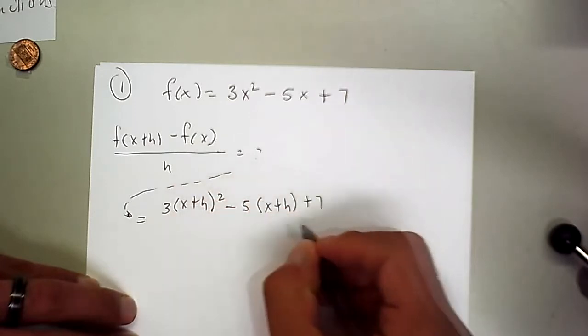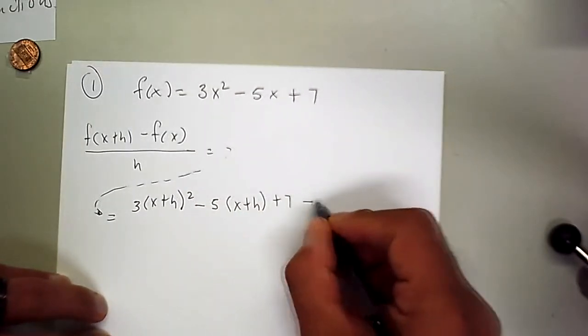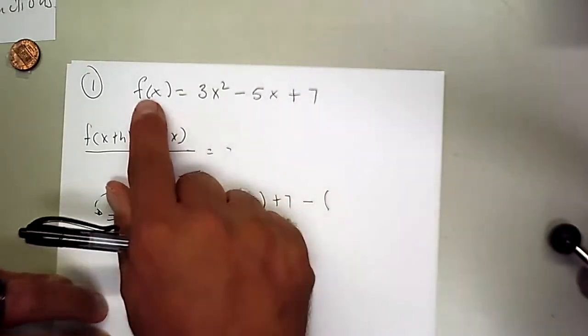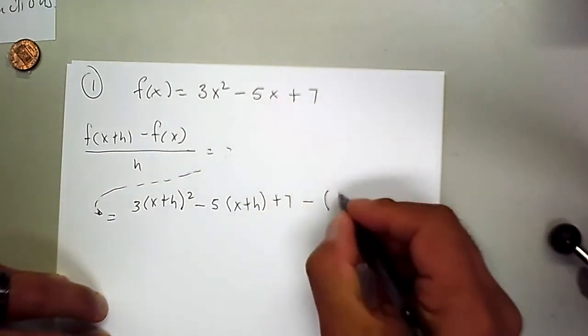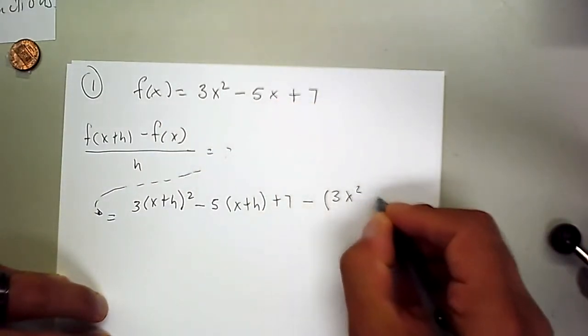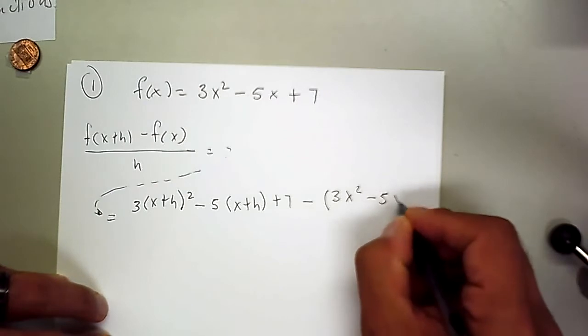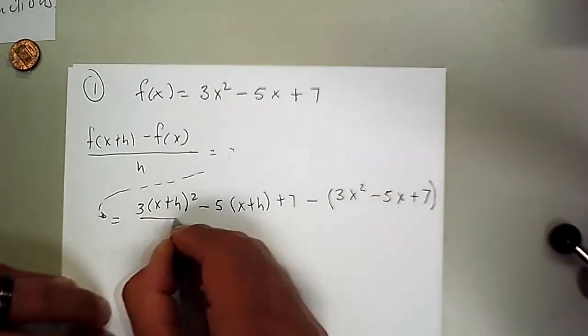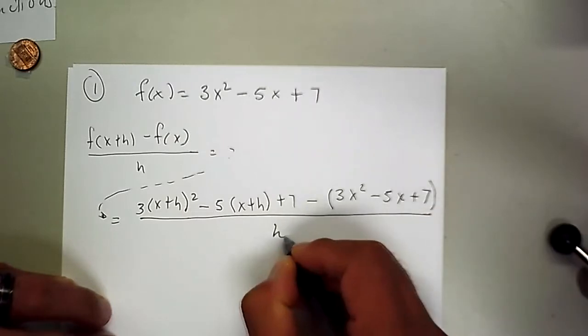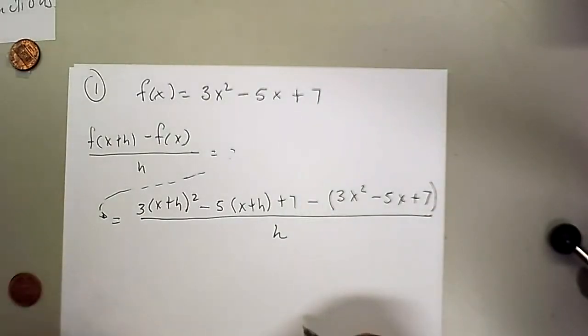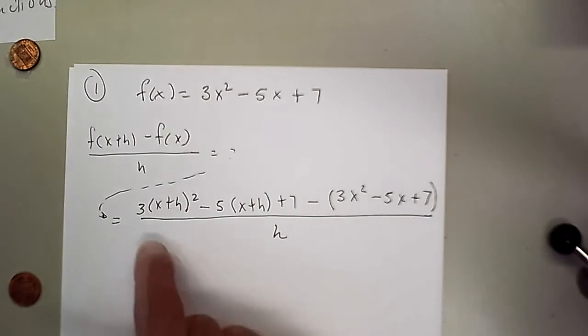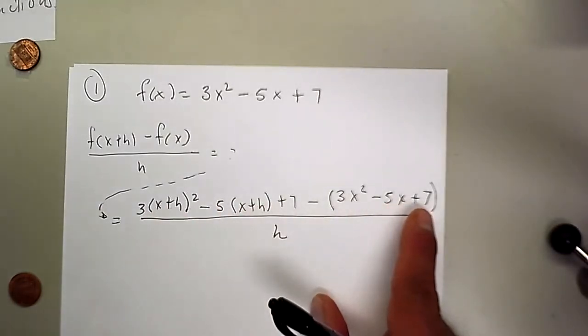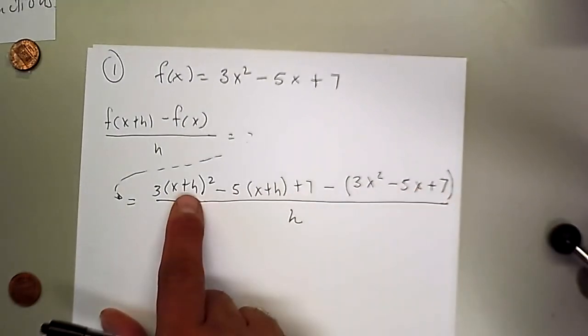I'm just going to leave it alone, minus f of x, but f of x is that itself: 3x squared minus 5x plus 7, close the parenthesis, all of that over a single little h. Yeah, this fraction is top heavy. There's a lot of stuff here, and it's going to get even worse because we're going to expand that.